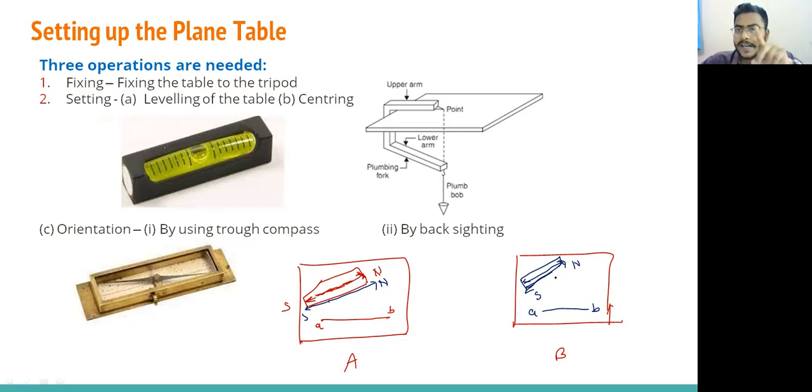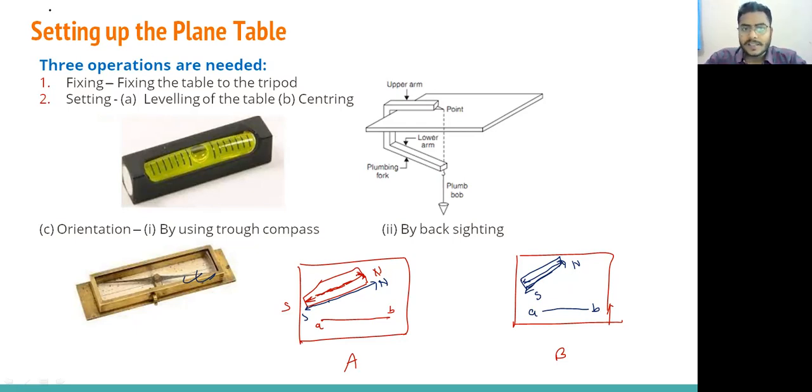So you will see that we have placed it, but the magnetic needle of the compass is not at the center; its position has become a little like this, right? So what you do is, once you have placed the trough compass, we will rotate the plane table, and you will see whether the magnetic needle is at the center or not. If it is at the center, then we make sure that now orientation is done.